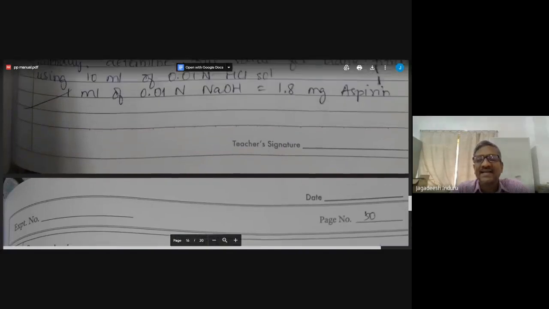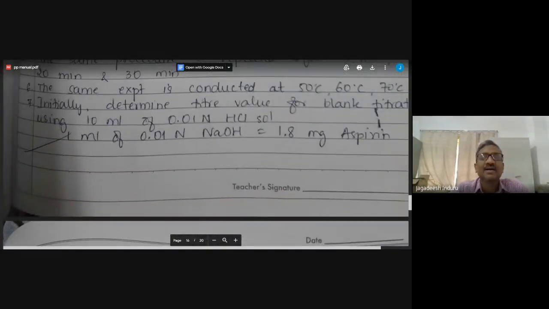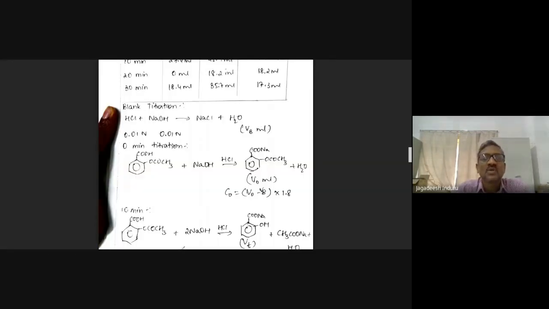Now we will see the data, because you are not going to do anything, and it will take the 6 persons and teams together. Now I will be showing you one more data, so that you will be having the reaction. The blank titration is HCl plus NaOH. It will give the sodium chloride plus water. That is initial, that is volume VB. And it means 0.01 normal of either we are taking it, equal volume will be consumed.